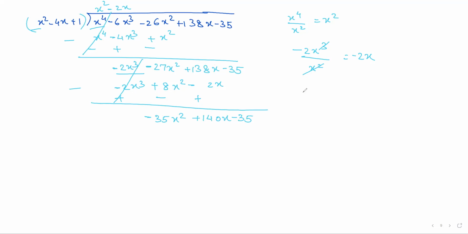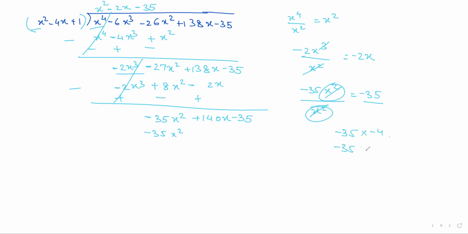Now again, first term minus 35x squared divided by x squared, you get minus 35. You got a number, that means the next step is your remainder. Minus 35. Whenever you have the same powers, if the same powers get cancelled, then in the next step, you always get the remainder. Minus 35 multiplied by the whole g of x, minus 35x squared, minus 35 into 4. So you have to multiply minus 35 into minus 4.